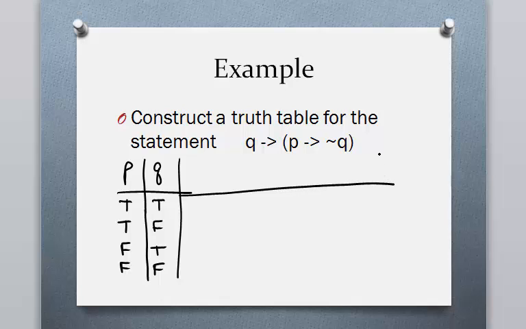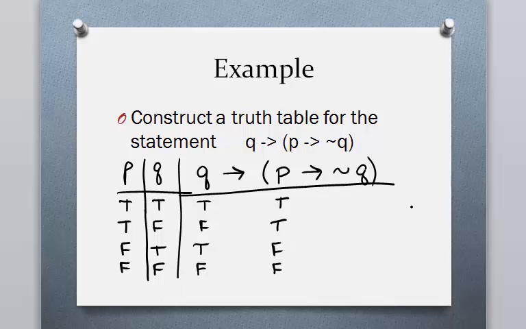And then let's look at what we're being asked to find. So I'm going to write my statement up here. Q implies, open the parenthesis, P implies the negation of Q. And so let's fill in what we know. For the Q, I'm going to simply copy the Q column underneath this Q. For the P column, I'm going to copy the P column from the left underneath here. For the negation of Q, for the not Q, I'm going to put the opposite of what I have in the Q column. So we will have false, true, false, true.